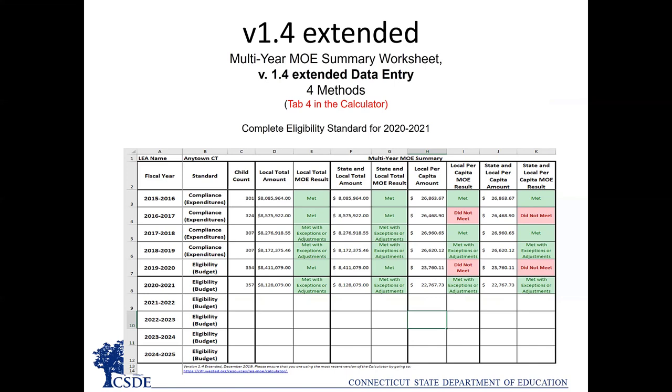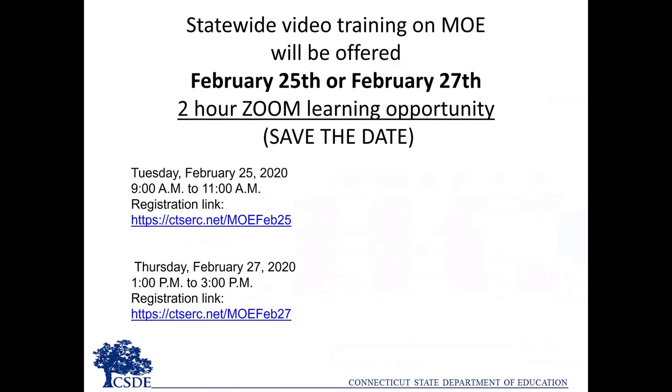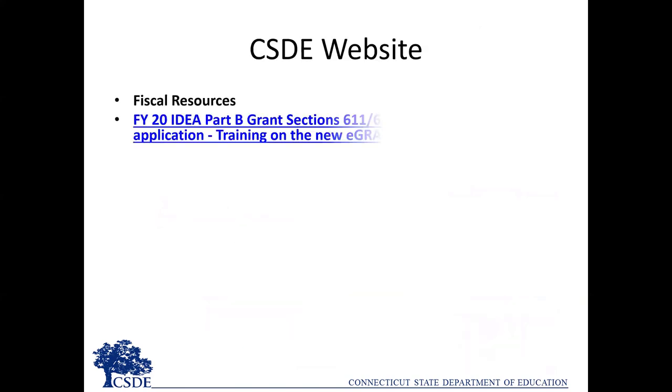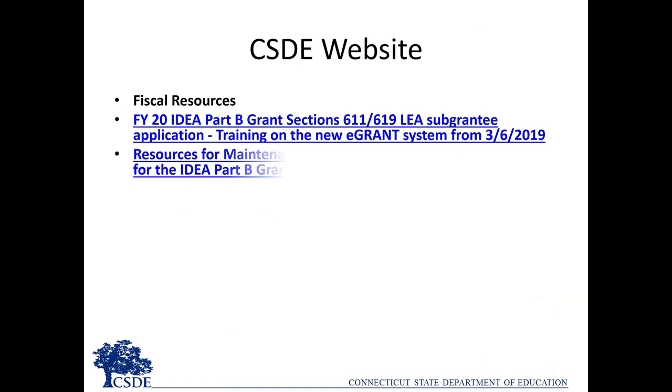Lastly would be if you had a high cost expenditure that you're no longer using, and you would identify what that is. Again, I'll be explaining more of this in the trainings, and those trainings are going to be on February 25th and the 27th. They're going to be in the morning on the 25th, in the afternoon on the 27th. There are resources available for you on the CSDE website.